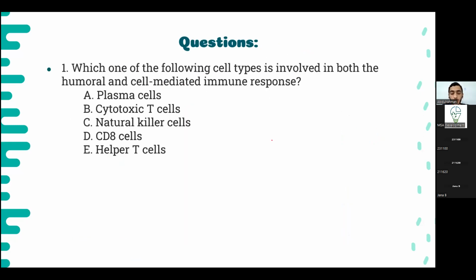All right. Do you want to go over the questions? All right. So let's start with the first question. Which of the following cell types is involved in both the humoral and the cell-mediated immune response? Okay, let's solve this question. Then I'm gonna go over your slide again, just because we started this question.